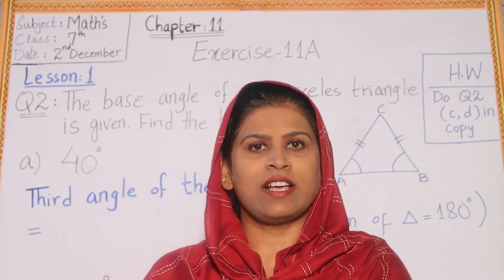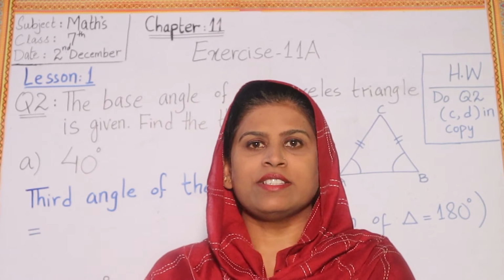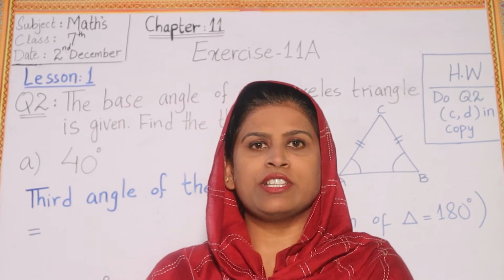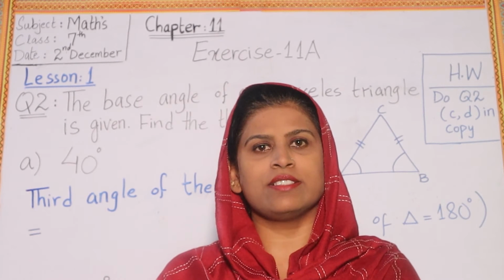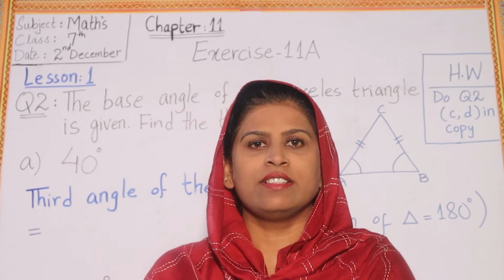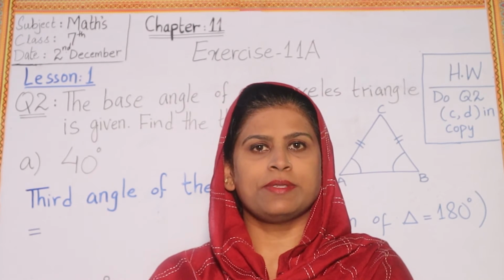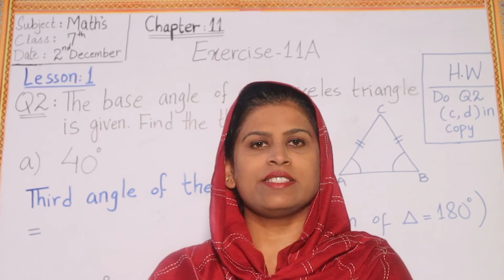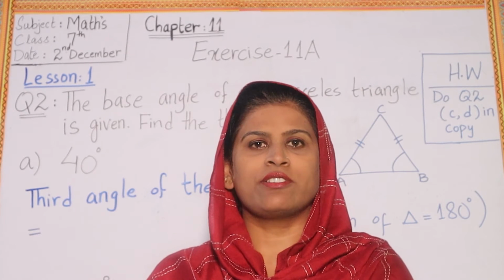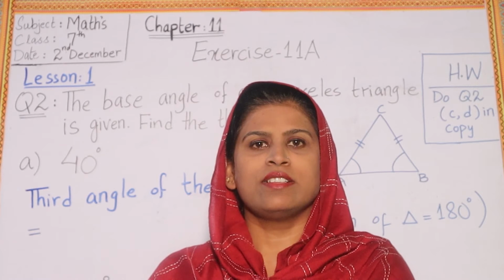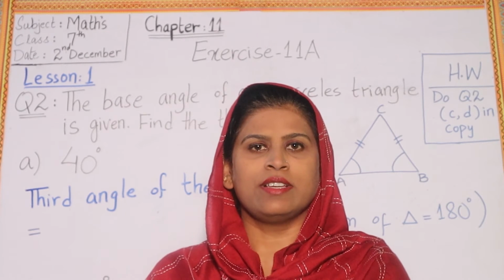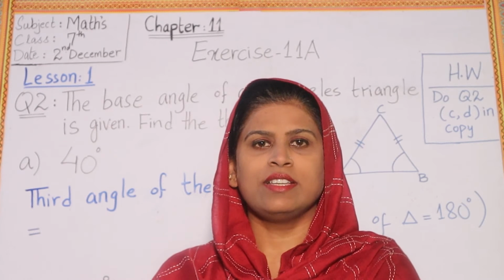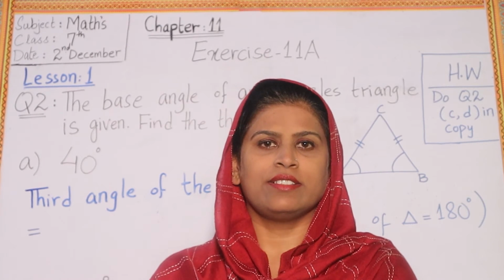As we have done the classification of triangles, a triangle is classified into two basic groups, according to sides and according to angles. According to sides, the triangle has three types: equilateral triangle, isosceles triangle and scalene triangle. And according to angles, the triangle has three types: right angled triangle, acute angled triangle and obtuse angled triangle.